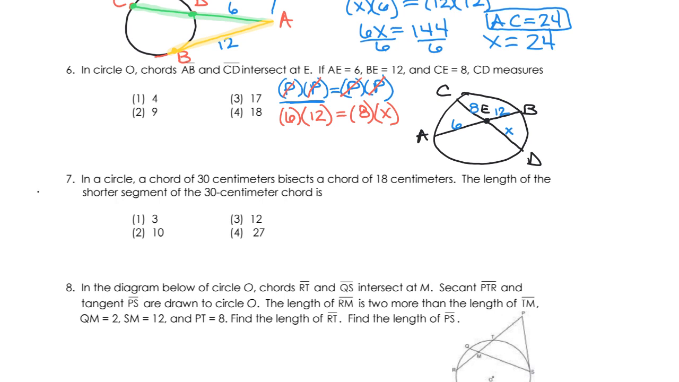Okay. 6 times 12, guys, is 72. And 8 times X is 8X. And I'm going to divide by 8, and X comes out to equal 9.